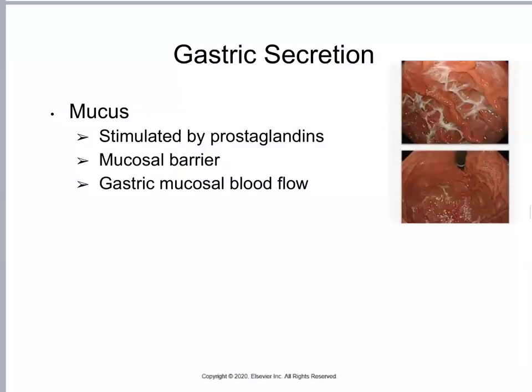Then we have mucus. So, mucus is secreted by the mucosal surface and neck cells. It forms a protective barrier on that gastric epithelium, and you do need some protection because of all that acid. It protects the stomach lining from being damaged by the acid and digestive enzymes, and it contains bicarbonate to neutralize the acid at the surface of the mucosa. So if we didn't have that mucosal layer, or if the mucosal layer gets damaged, then peptic ulcers can form.